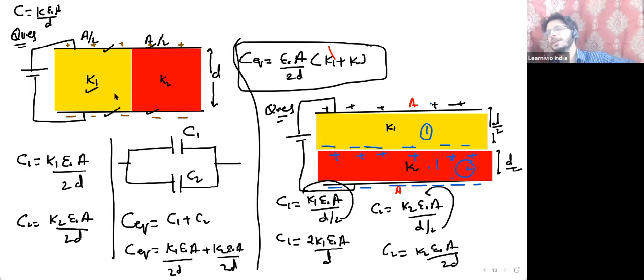If the dielectric is dividing the area, A by 2, A by 2, then your capacitors are in parallel. If the dielectric is dividing the separation between the plates, then your capacitors are in series. That's it.